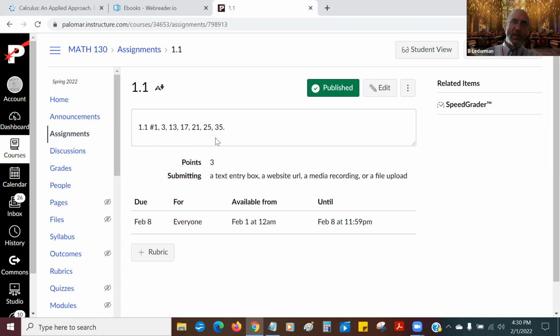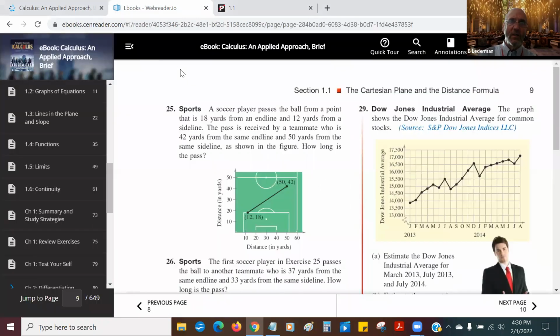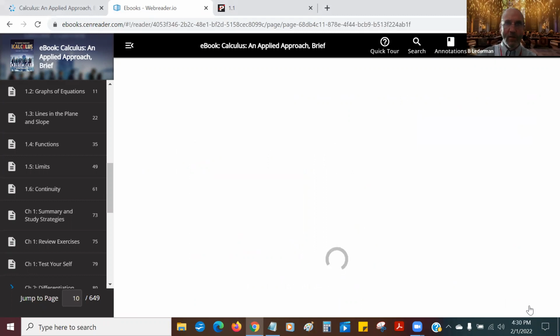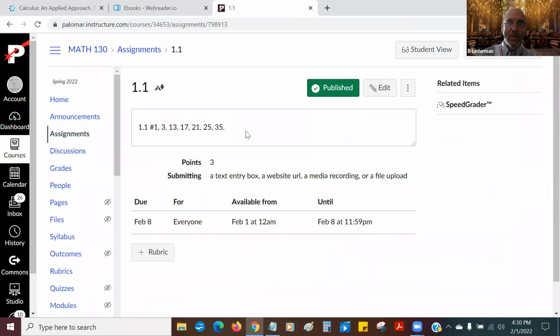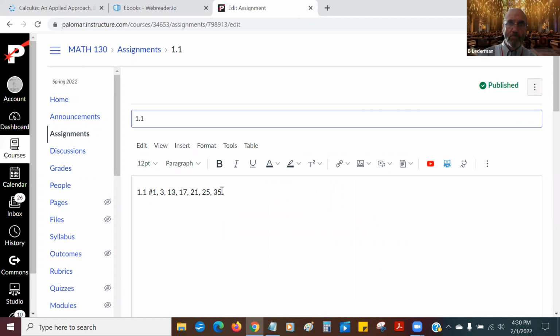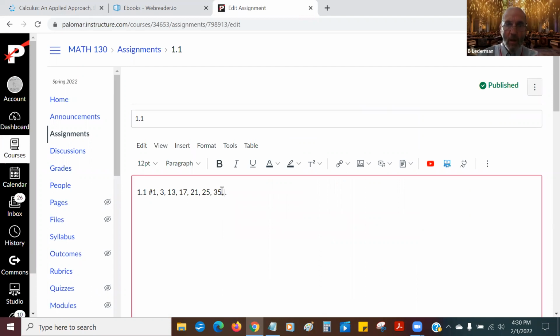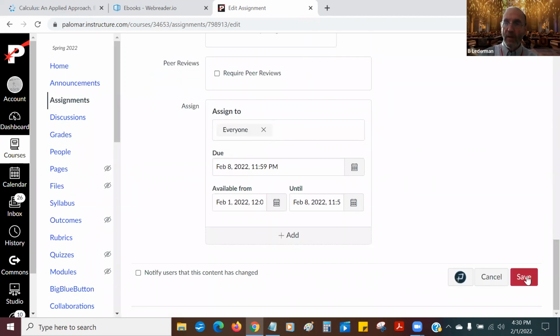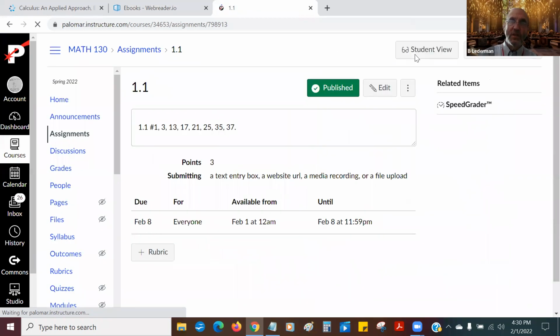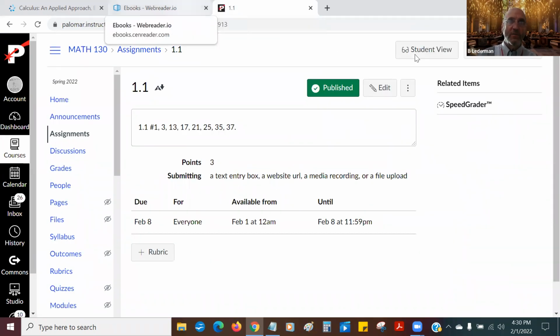I think all of these were red except for 25. 25 did not have red, but the rest of them all had red. I think 35, yeah, 35 has red. Oh, actually, I wanted to do 37 also, so I'm going to add that in. Let's add in 37. All right, so that is your homework for this section. Okay, everybody, it should be loads of fun.